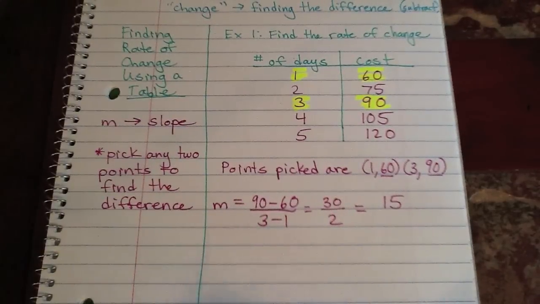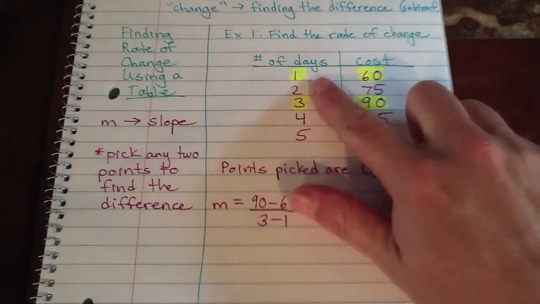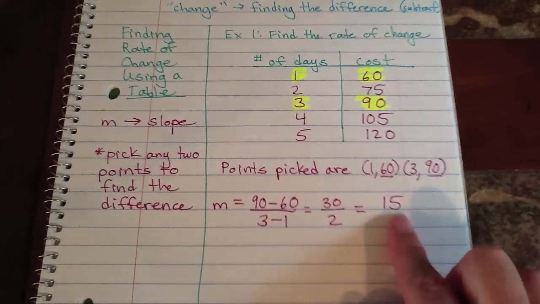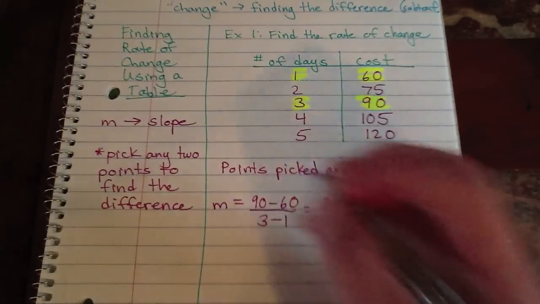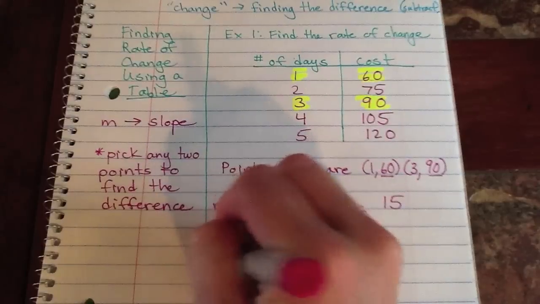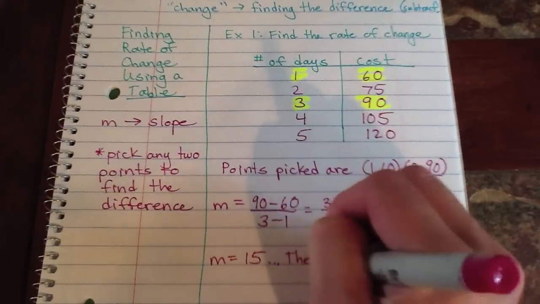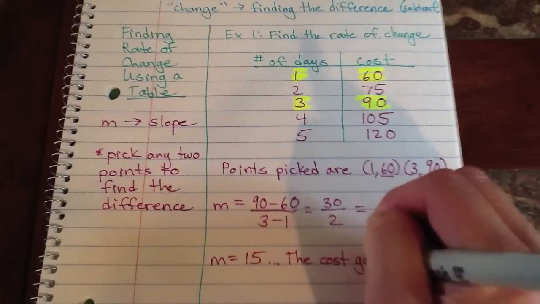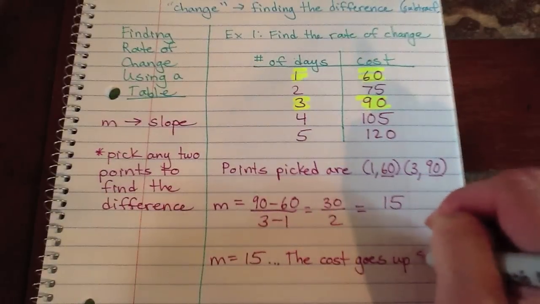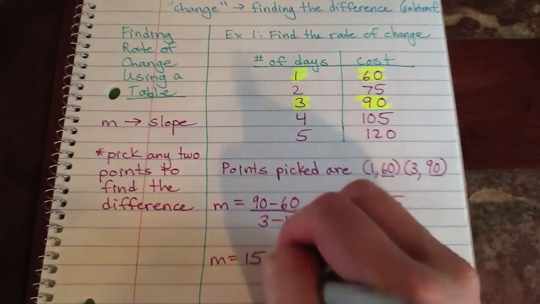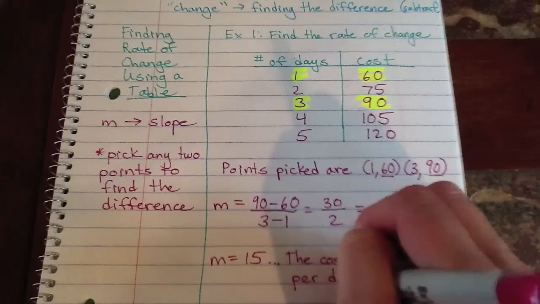And notice it's about a cost, which means that for each day, it's going up $15. So, m equals 15, which means the cost goes up $15 per day.